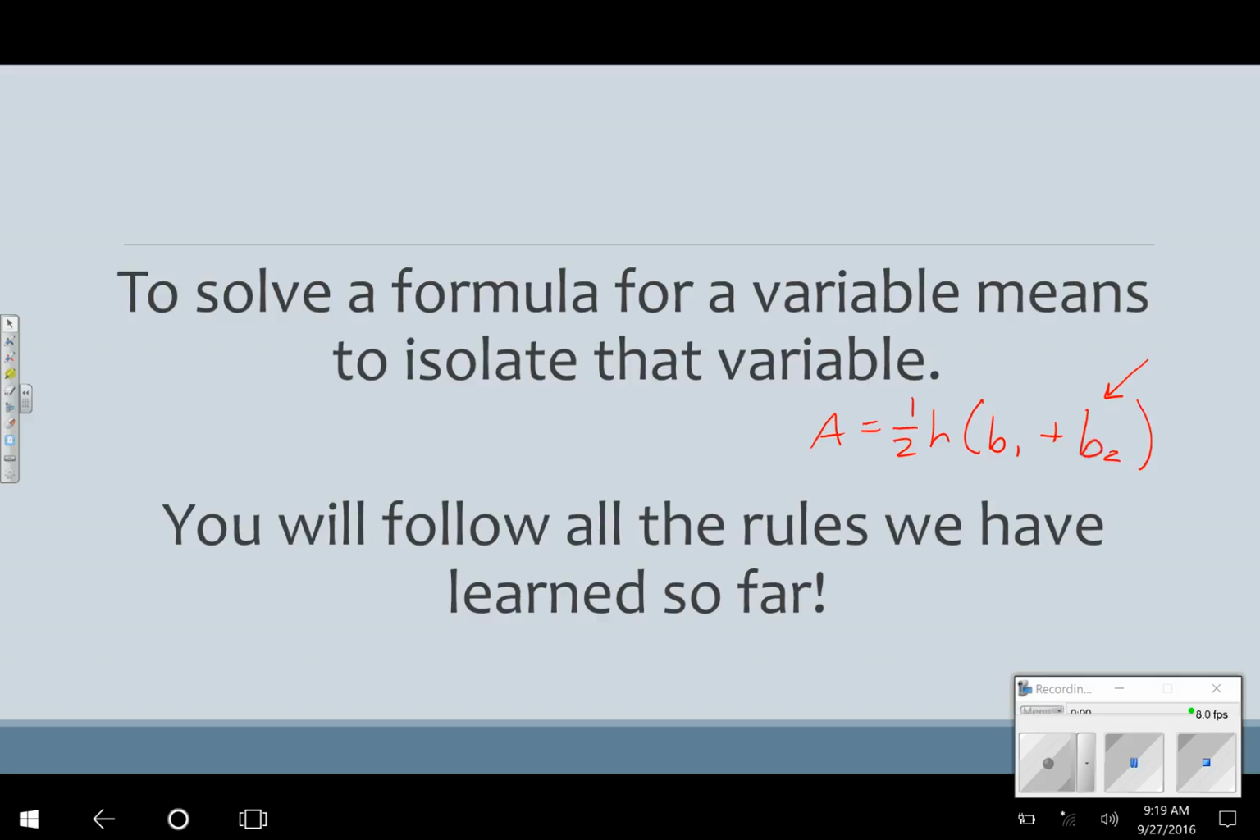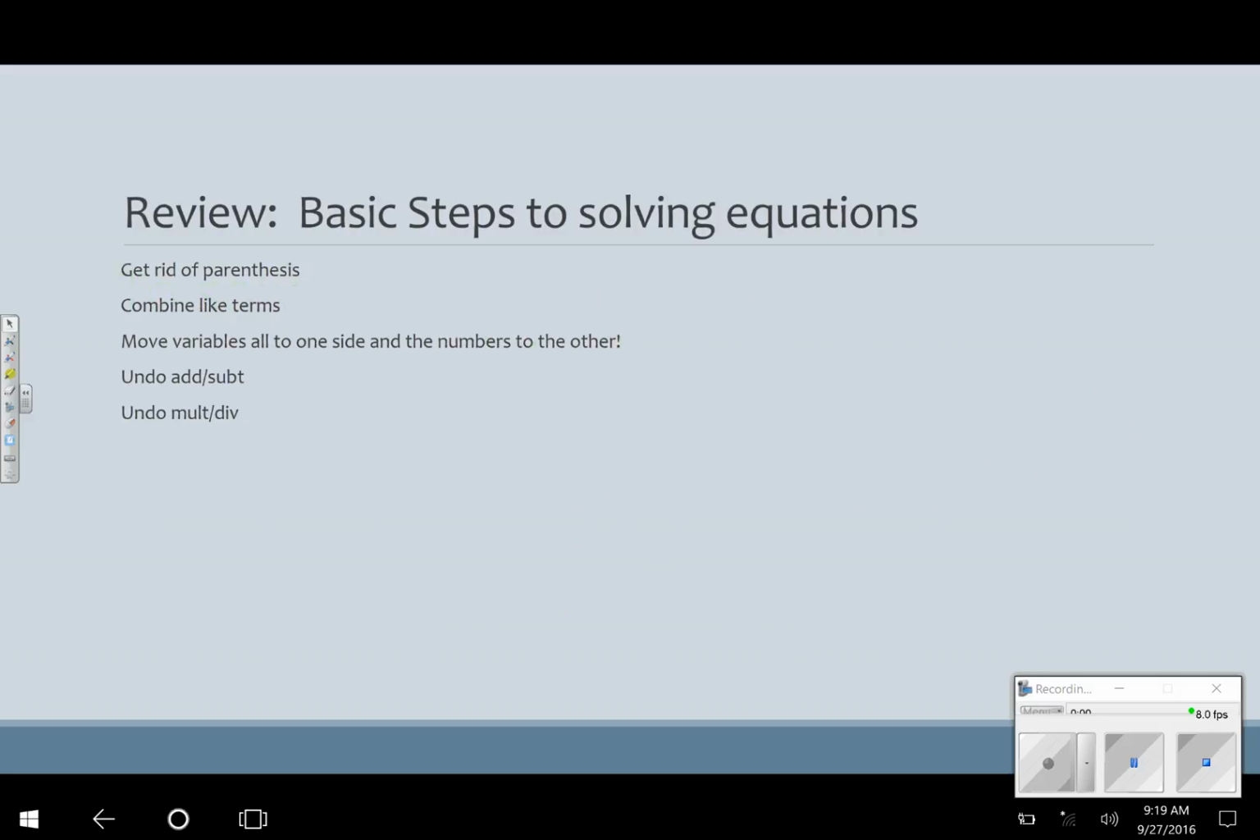Okay, we're going to use all the rules that we've learned so far. So remember, our basic steps are to get rid of parentheses, combine like terms, and move our variables all to one side and the numbers to the other. In this case, we're going to move everything but the variable we're solving for to one side. And then we're going to undo adding and subtracting, and undo multiplying and dividing.